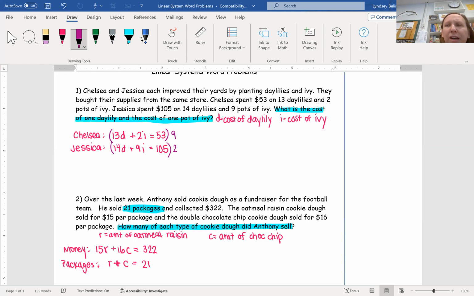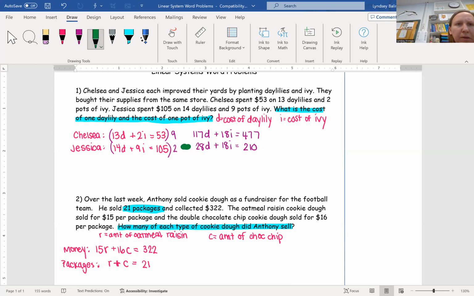So now we have to multiply the top one by 9. So that gives us, and calculator's totally fine, 117D plus 18I equals 477. And if I do my bottom one by 2, I get 28D plus 18I equal to 210. So even though I didn't do opposites here, it's not so bad because I can now subtract.